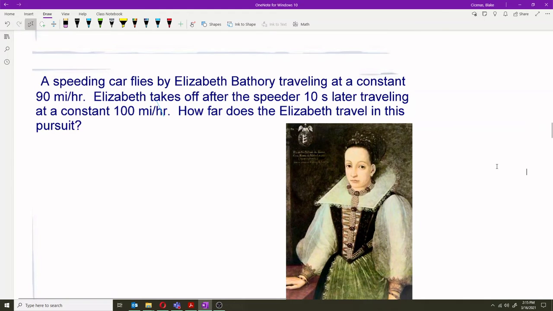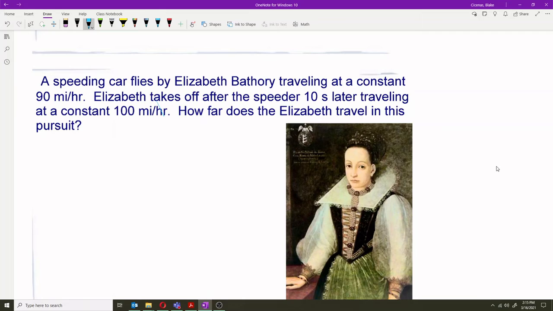Okay, keeping up with our horrible people, Elizabeth Bathory, Hungarian Countess. Let's say a speeding car flies by Elizabeth Bathory traveling at a constant 90 miles an hour, and Elizabeth takes off 10 seconds later, traveling at a constant 100 miles an hour. How far does Elizabeth travel in this pursuit?